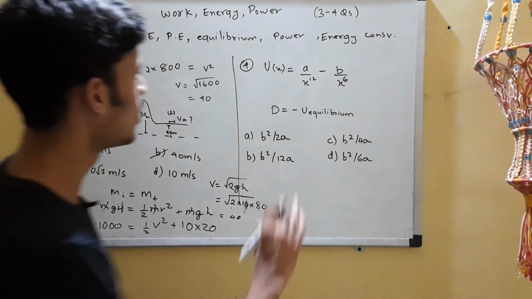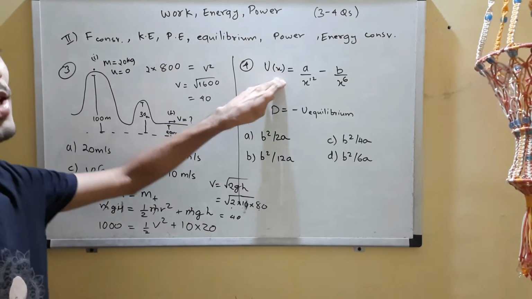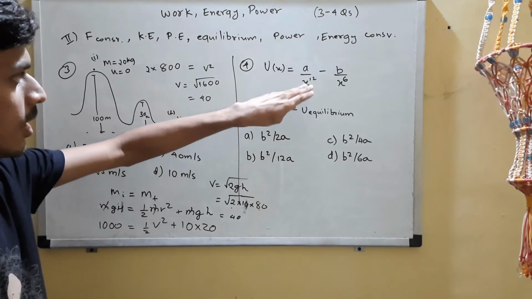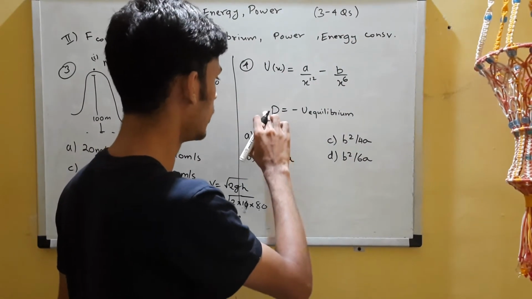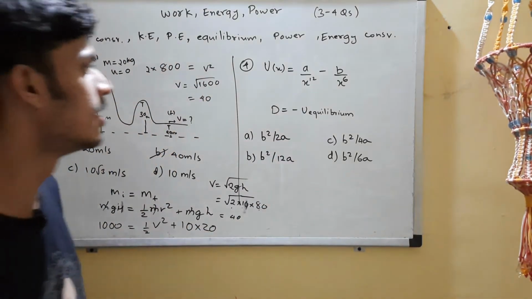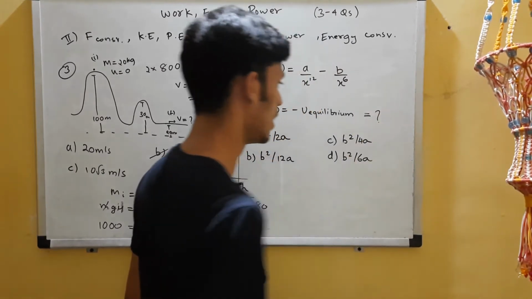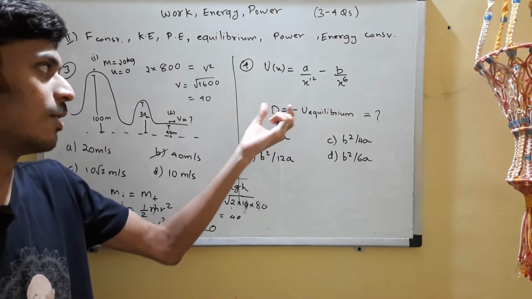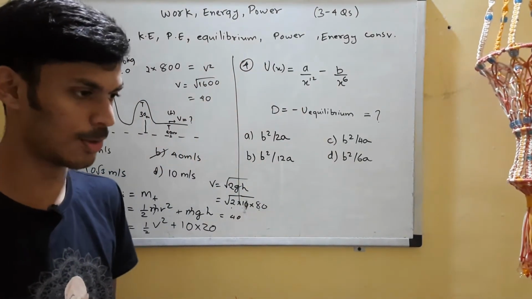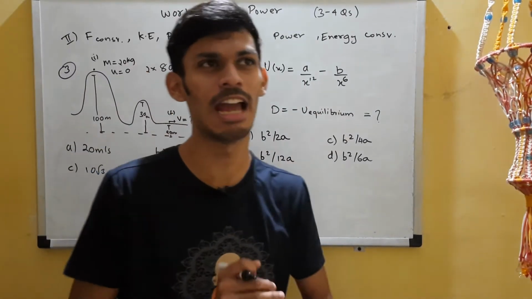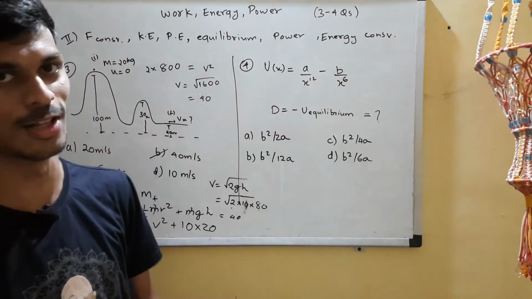Now let's come to our next question. Here you are given potential energy of a system as a function of x. a and b are constants. And here you are defined with a term d. You are supposed to find this d term at equilibrium. What is the value of this d at equilibrium? It is given that this d value is equal to the minus of the potential energy at equilibrium. So first of all, you have to find the potential energy at equilibrium, right? And then make it negative, and that will be your d value, right?